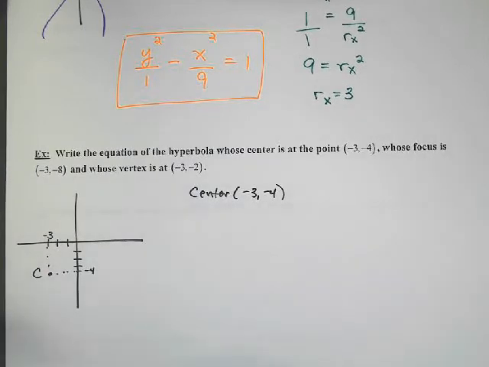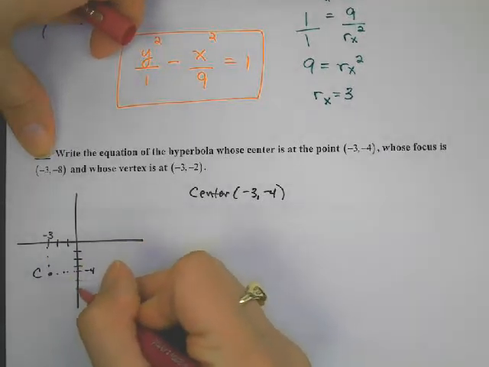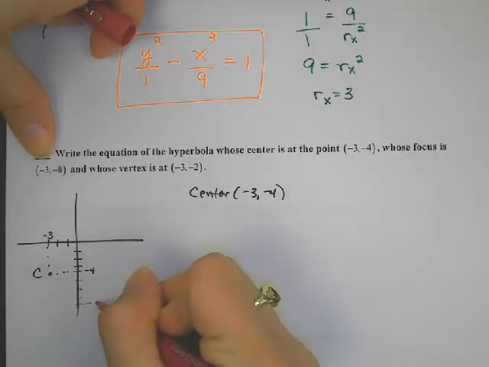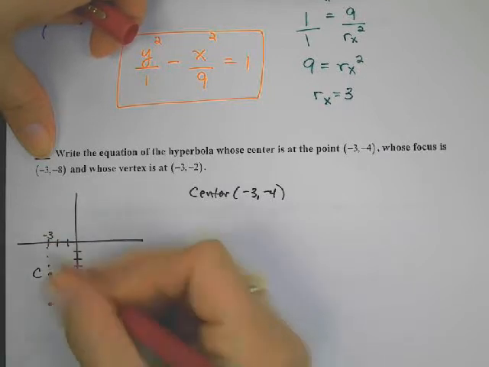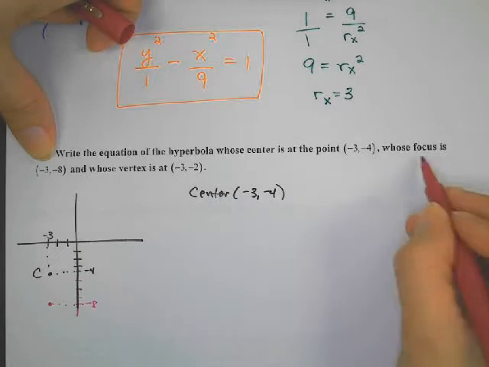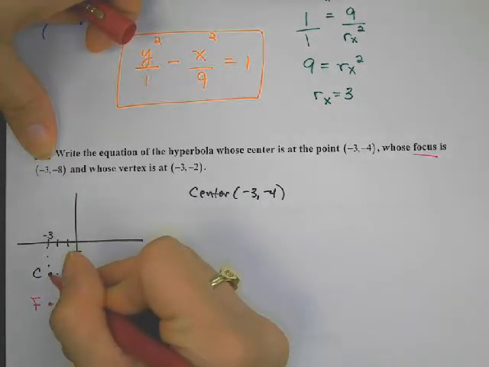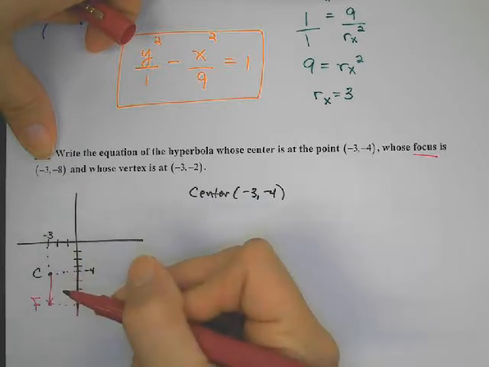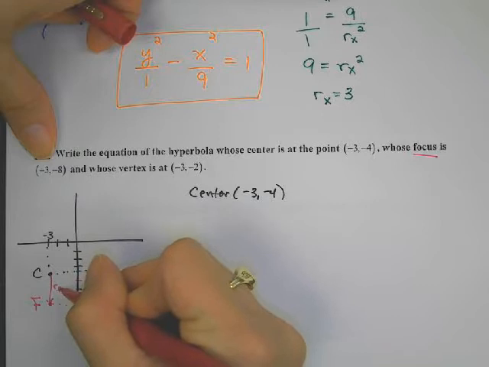The focus, okay, this is interesting. The focus is (-3, -8). That's 4 more down at -8. You are going to be having lots of points. That is not a vertex. That is a focus, from center to focus. We usually call that r sub F.